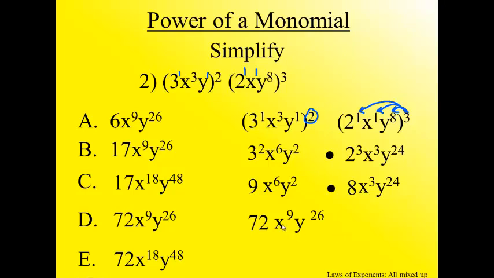Now again, x and y are two different bases, so we cannot simplify this further. Our answer is now 72x9y26, which is option letter D. Option letter D.